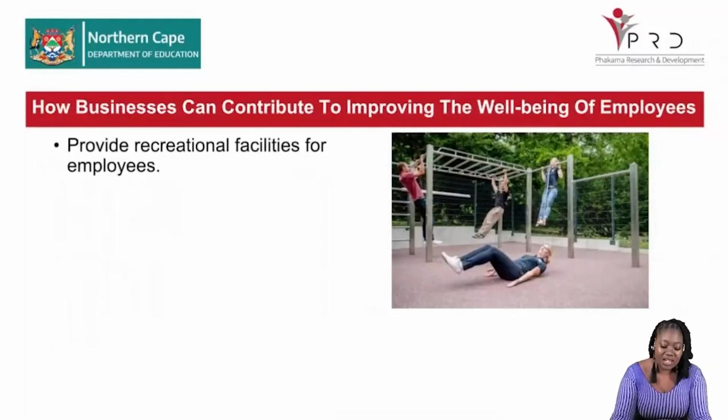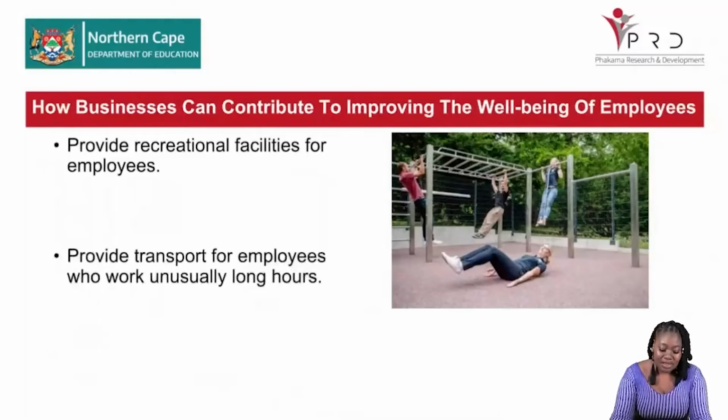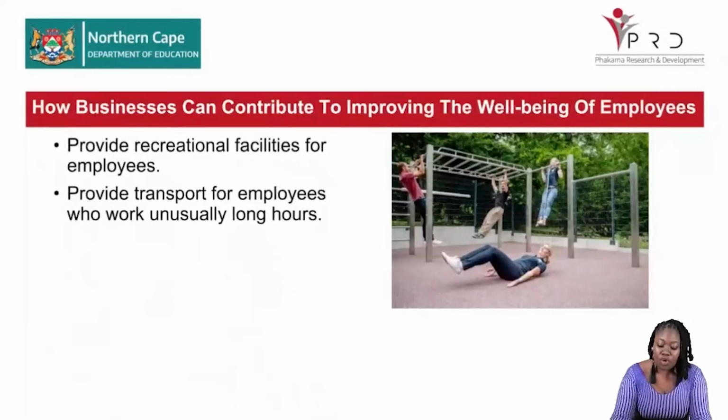Businesses can provide recreational facilities for employees. For example, have a gym in the office where your employees, when they knock off, they can just go and exercise. Businesses can also provide transport for employees who work unusually long hours. Again, we see this in the restaurant industry. Because some of the restaurants operate 24 hours, you'll have restaurants like a McDonald's that actually offer transportation for those employees who work awkward hours. Maybe they're knocking off at 2 a.m. in the morning, then they'll provide transportation when they knock off.